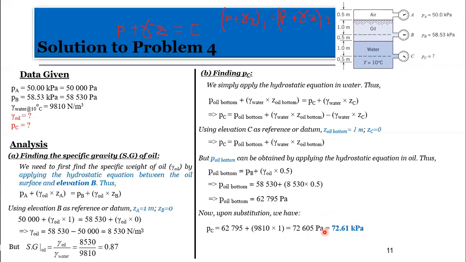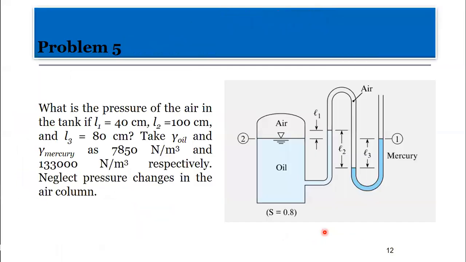All right. So now let's move on to the question. Please jot it down. The last question for this part of the tutorials on fluid statics is this one, on the U-tube manometer. Here they are asking us, what is the pressure of the air in the tank if L1, this small part here, is equal to 40 centimeters, L2 is 100 centimeters, and L3 is 80 centimeters.